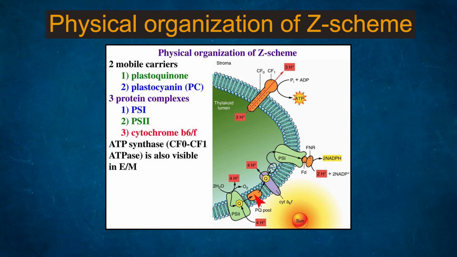Plastoquinone accepts the electrons from photosystem 2 and gets reduced, whereas plastocyanin carries the electron from cytochrome b6f to photosystem 1. So, this is how the physical organization of the Z scheme, the scheme of electron transfer during the light reactions, looks. Now, let us move forward to the electron transfer reactions occurring in photosystem 2.